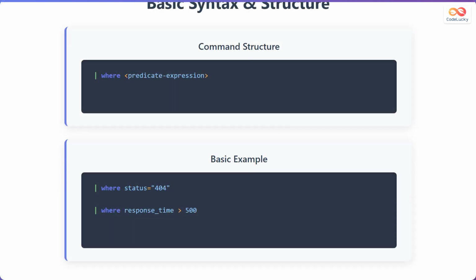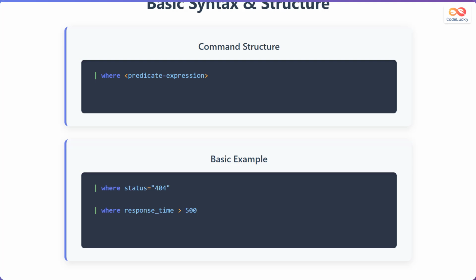The where command follows a simple yet powerful structure. It begins with a pipe symbol, followed by the keyword where, and then your predicate expression. The basic syntax is | where followed by your condition. For example, | where status="404" filters for events with a status field containing 404.